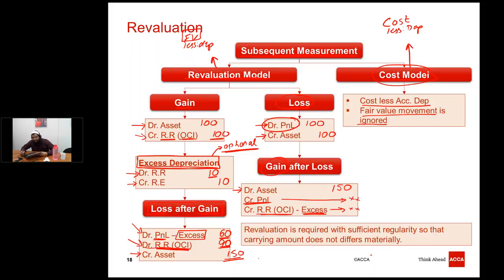And the last point that we have to remember is that the revaluation is required with sufficient regularity so that the carrying amount does not differ materially. This means that it is not necessary to revalue the asset each year. You have to revalue it with sufficient regularity that it does not differ materially. This is something which can be asked theoretically in Section A MCQ.